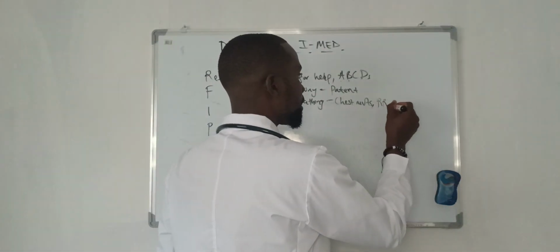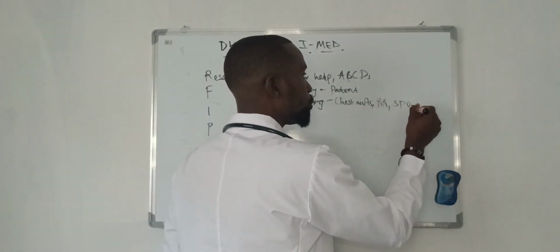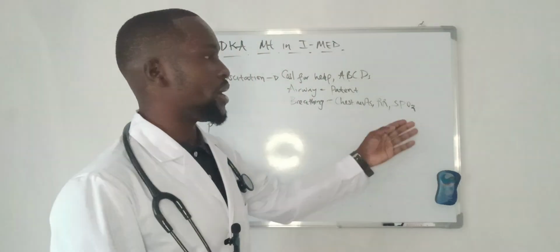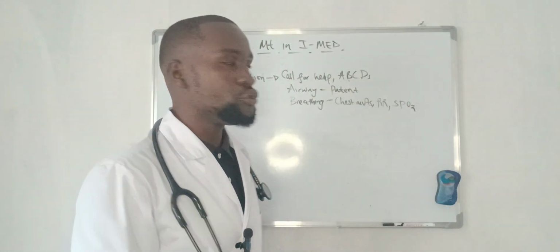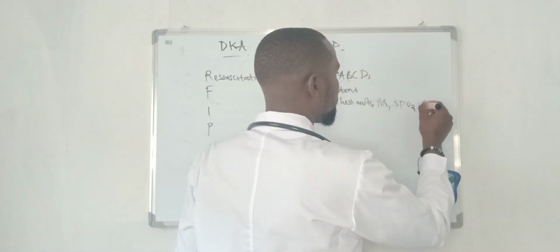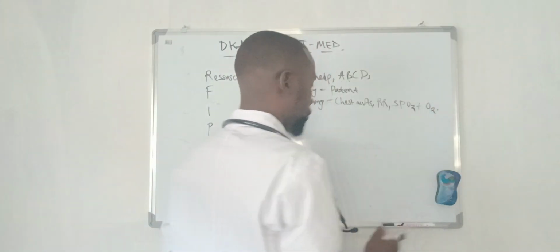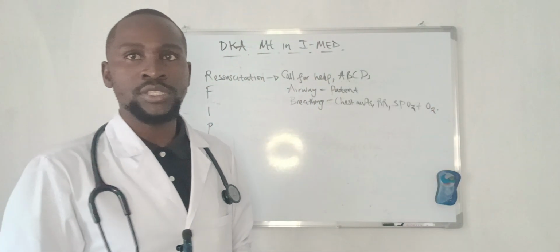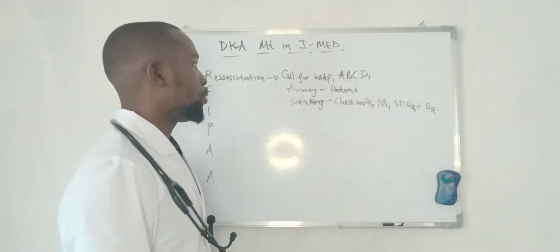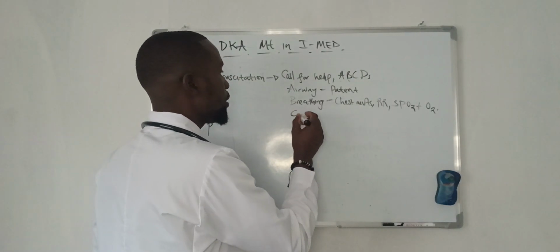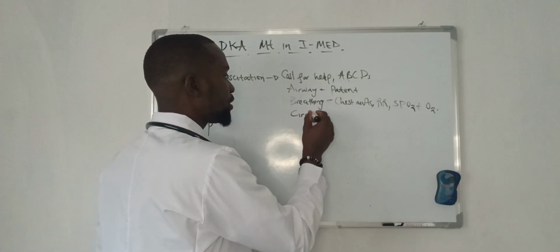Count your respiratory rate, check your SpO2, and if you find that your saturations are low, this is the point at which you put the patient on oxygen if indicated, if the saturations are low. Okay, put the patient on the oxygen. Then C is for circulation.